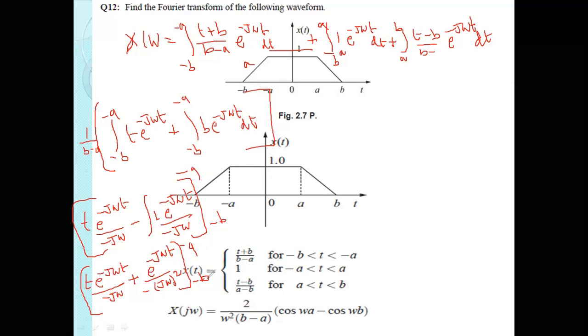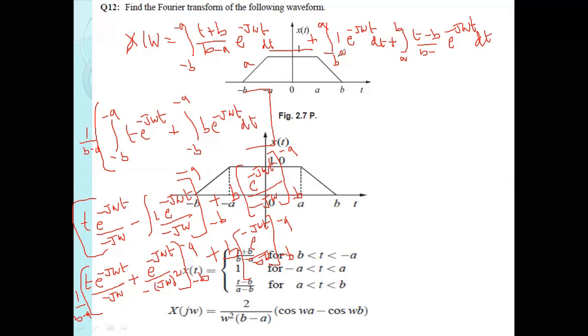For this function, substitute a wherever the t is there and substitute b wherever the b is there. And for this second one, e power minus j omega t, plus b into e power minus j omega t by minus j omega, with upper limit minus a and lower limit minus b. Here both the functions are multiplied by 1 by (b minus a) also. B into e power minus j omega t by minus j omega, the upper limit is minus a and the lower limit is minus b. Substitute and simplify this one.